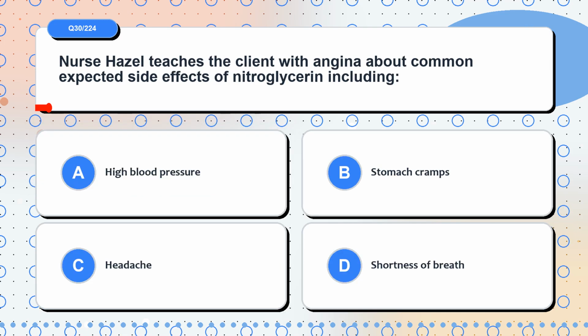Question 30. Nurse Hazel teaches the client with angina about common expected side effects of nitroglycerin, including. Here are the options. Option A. High blood pressure. Option B. Stomach cramps. Option C. Headache. Option D. Shortness of breath.